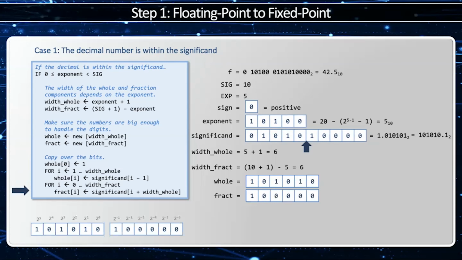And let's verify that this is true. So we have 2 to the 5 is 32, 2 to the 3 is 8, and 2 to the 1 is 2. 32 plus 8 plus 2 is 42. 2 to the negative 1 is 0.5, and the rest are zeros. So that's 42.5, and it does match.